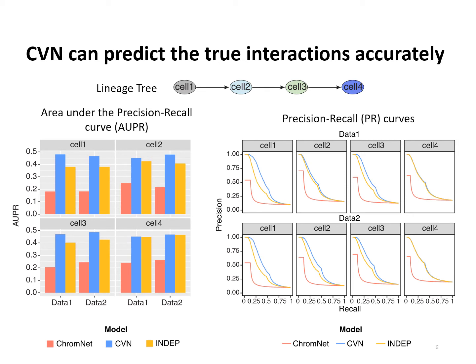We simulated four networks from a lineage tree for four cell types and generated simulated data from four graphical Gaussian models. On simulated data, CVN networks are able to recover the interactions better than ChromNet and InDepth with a higher AUPR. Examining the precision recall curves, we observed that CVN has higher precision and recall compared to ChromNet and InDepth. This suggests that CVN is able to predict the true interactions accurately.